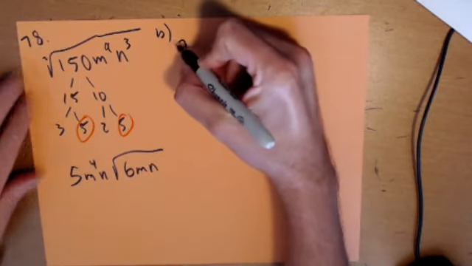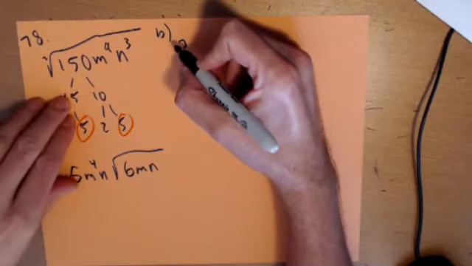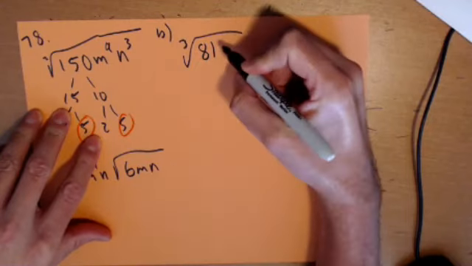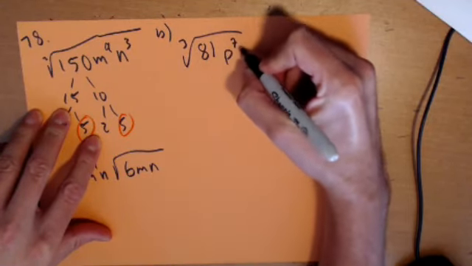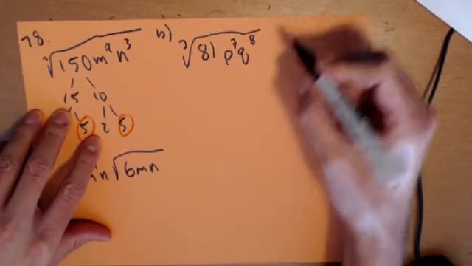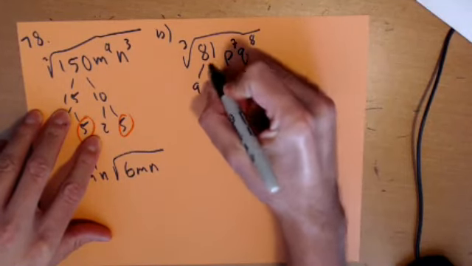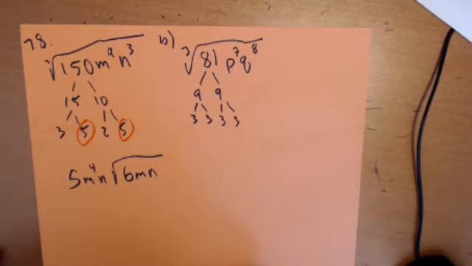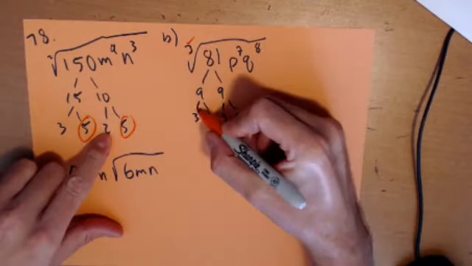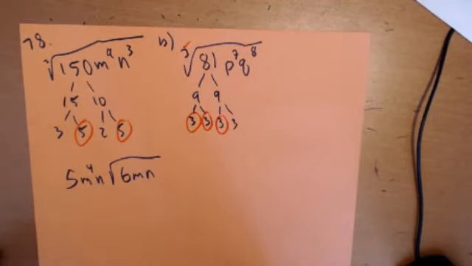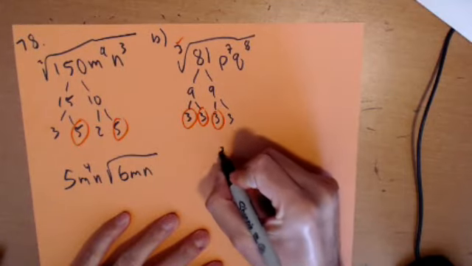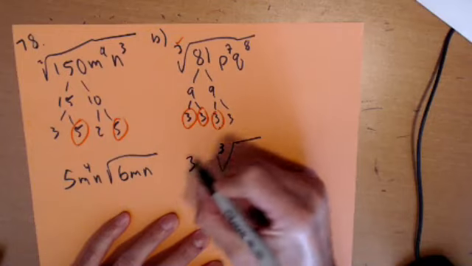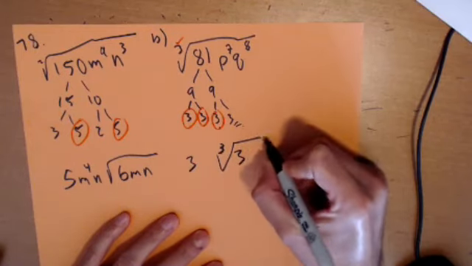78B. Cube root of 81, P to the 7th, Q to the 8th. Okay, break apart 81. 9, 9, 3, 3, 3, 3. Because it is a cube root, I need to circle 3 of them for them to escape. So let's see, put the little cube root sign here. Those ones escape, so that forms a 3, right? This guy did not escape, so he's stuck underneath the radical.